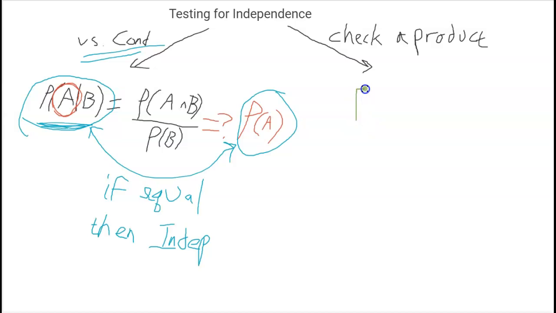We simply check that the probability of A intersect B is the product of the separate probabilities, right? If it is equal, and it isn't always, right? Probability of A times probability of B is not always the probability of A given B.